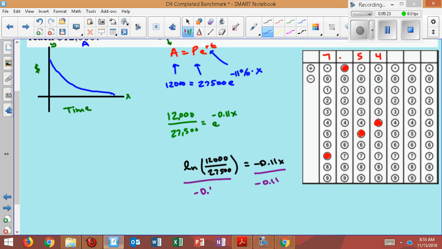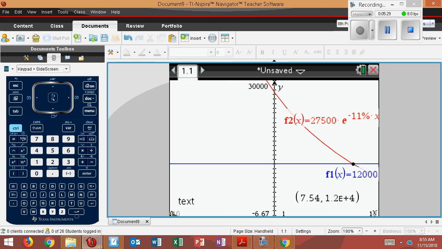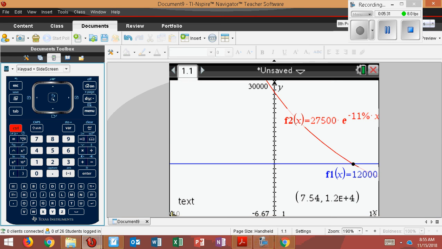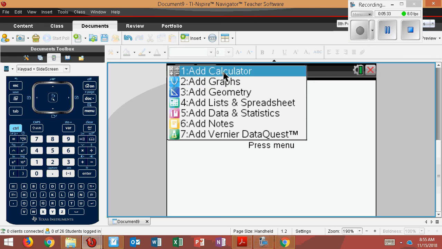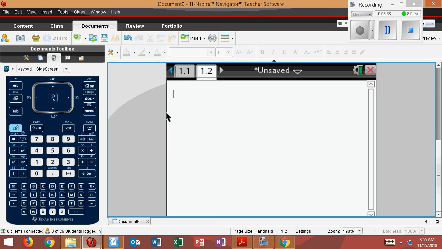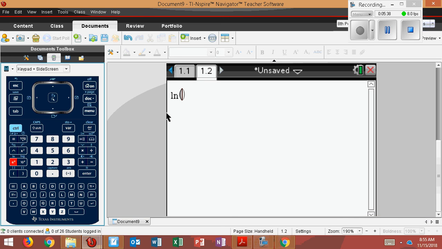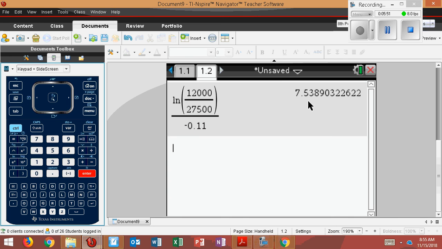I'll type this in the calculator, and this should give us our x value of 7.54, and it might give us a more precise value. So I'll come over here to the calculator: the natural log of 12,000 divided by 27,500, and all of this divided by negative 0.11. You'll see that's where this value is, a more precise answer. That's how many years it would take.